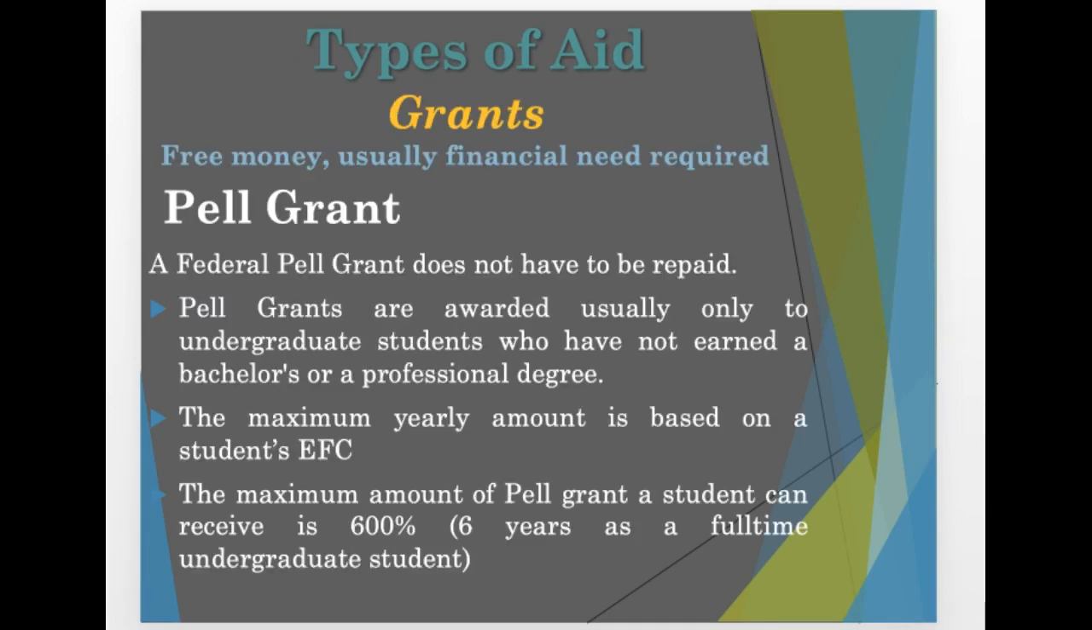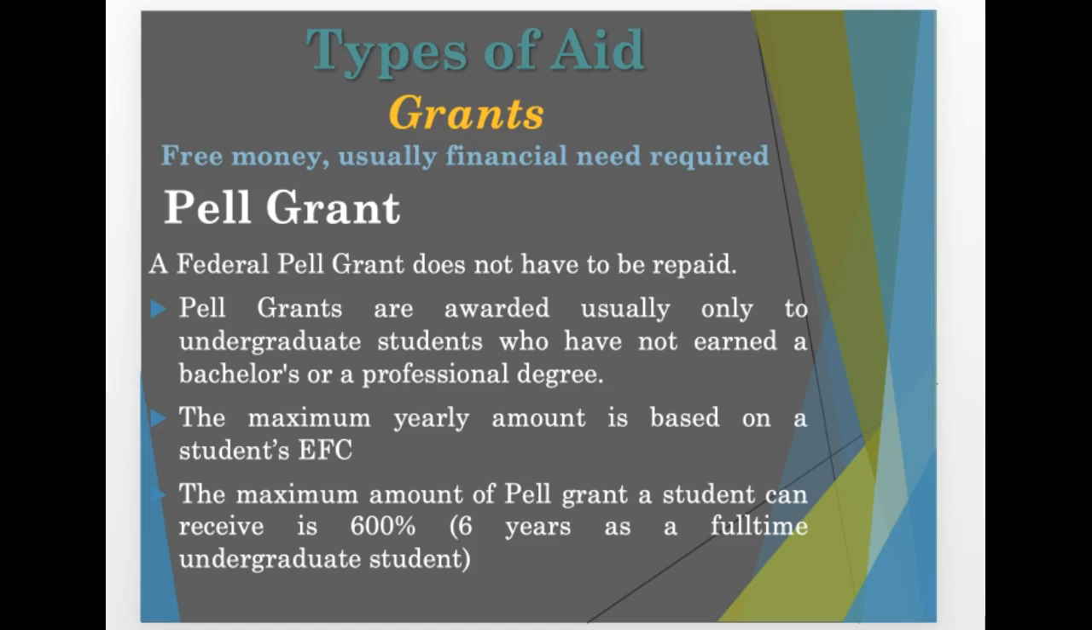Now, grants. Grants are free money that usually have some type of financial need attached to it. The Pell Grant is a federal grant that does not need to be repaid. Pell Grants are awarded usually to undergraduate students only who have not earned a bachelor's or other type of professional degree. The maximum yearly amount is based on the student's EFC. This is your estimated family contribution, which we'll talk about in a little bit.